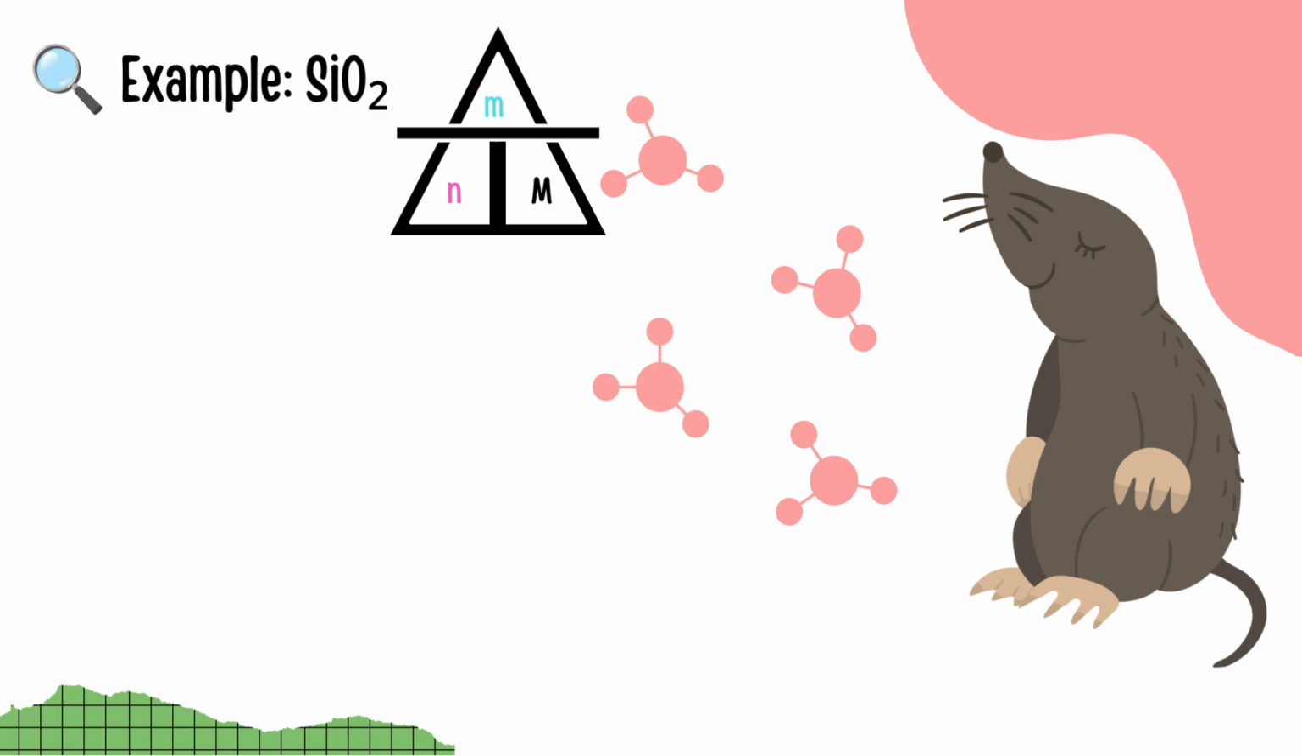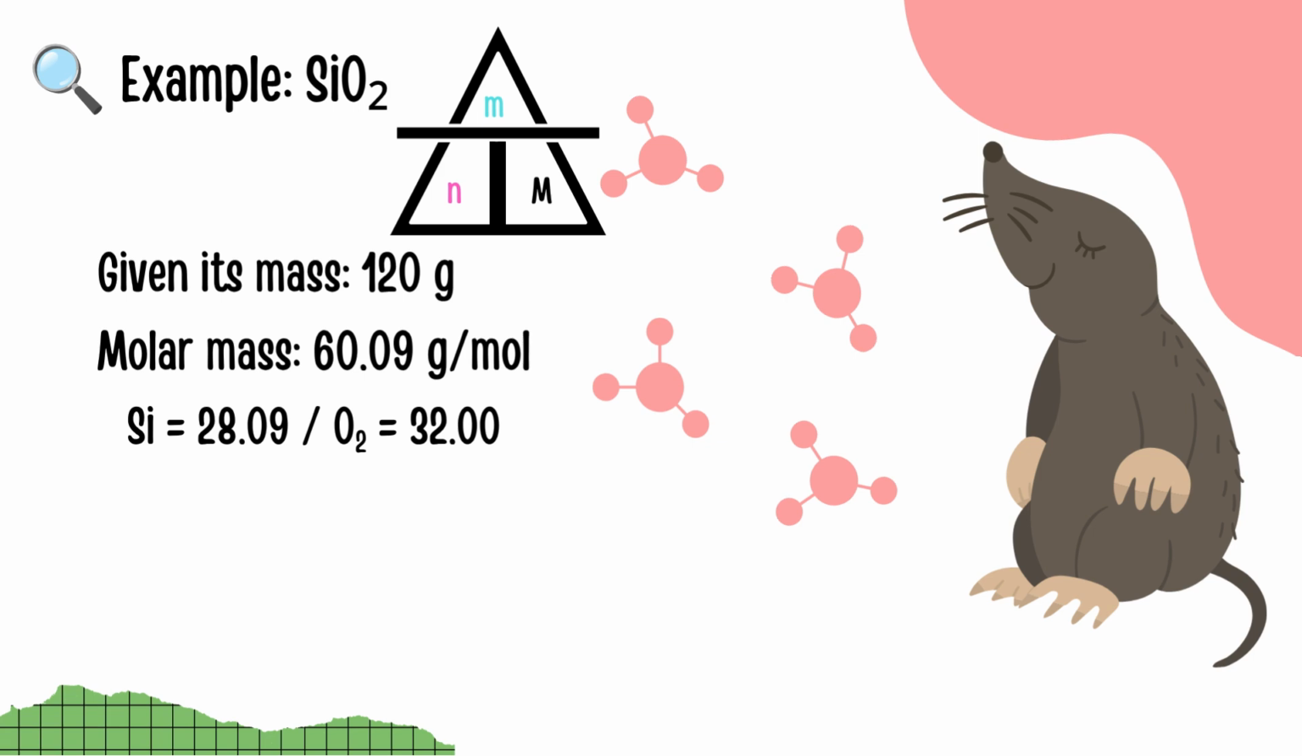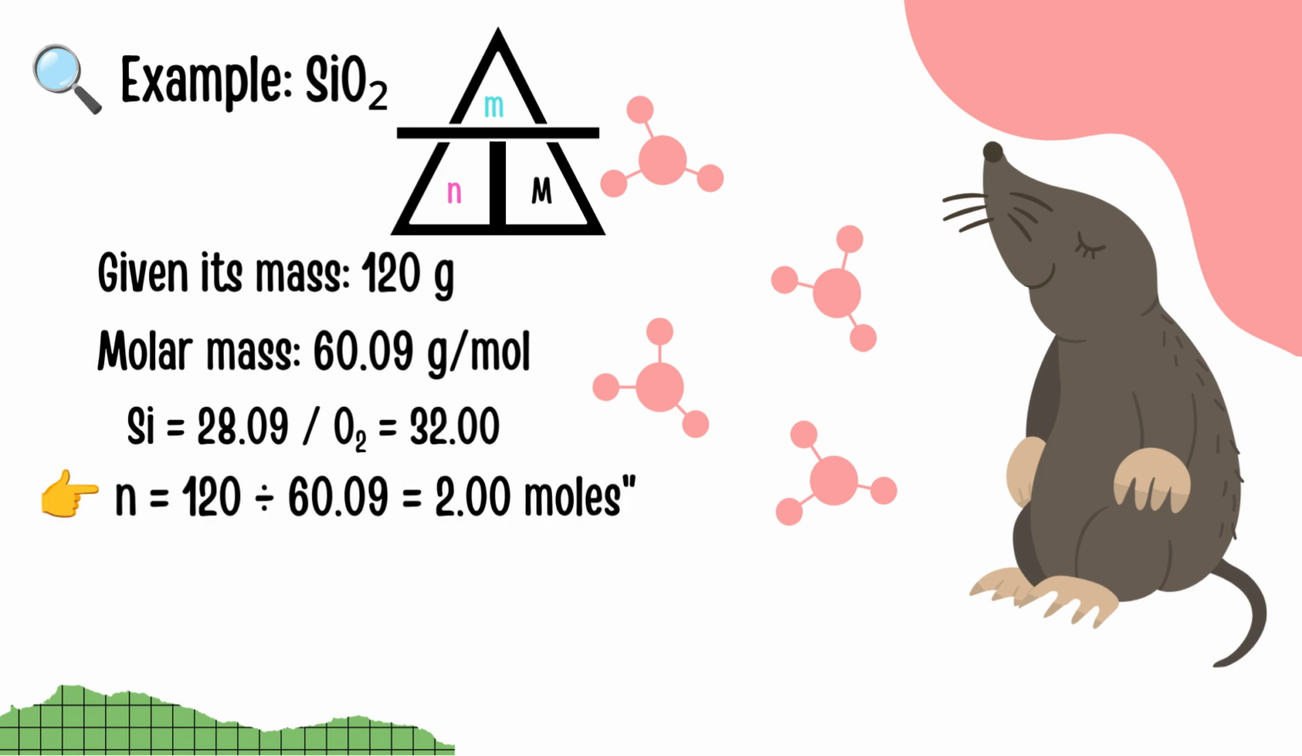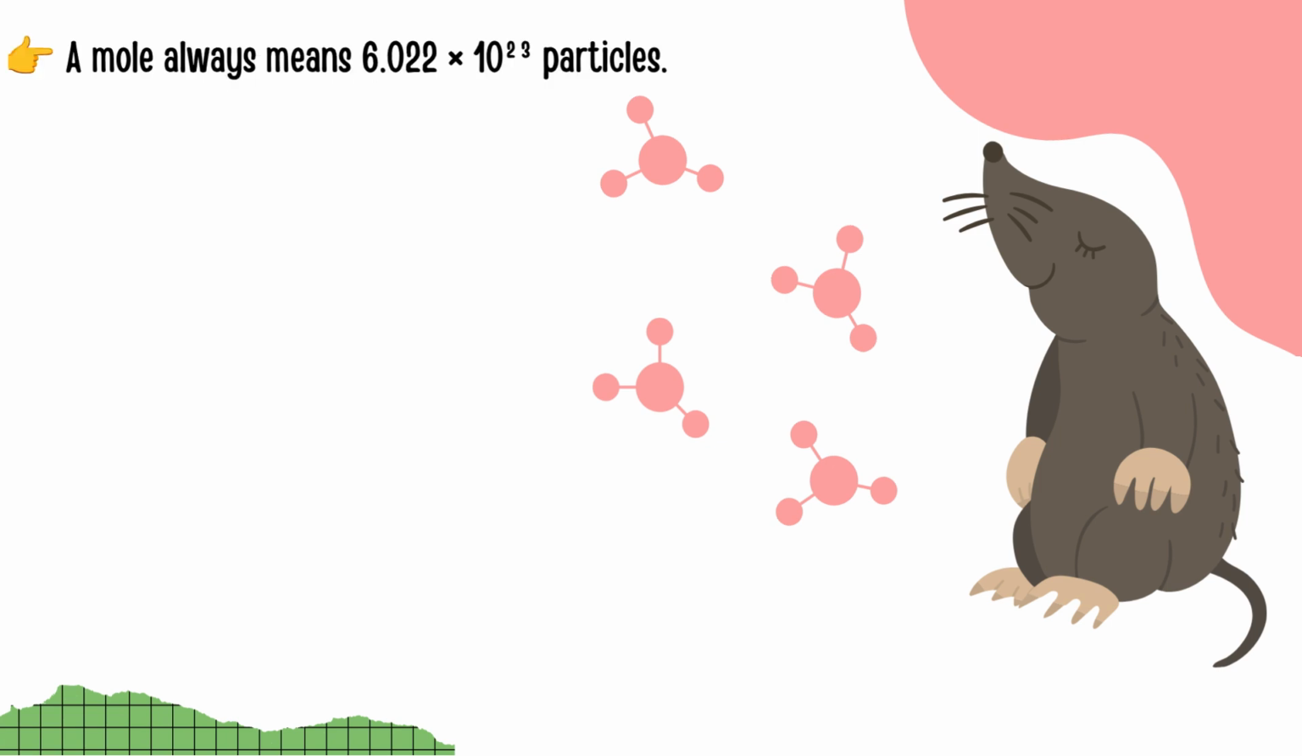Let's try an example with silicon dioxide, SiO2. Given mass equals 120 grams. Molar mass of SiO2, where silicon is 28.09, and oxygen is 32.00, equals 60.09 grams per mole. n equals 120 divided by 60.09, which equals approximately 2.00 moles. Keep in mind, 1 mole always equals 6.022 times 10 to the power of 23 particles.